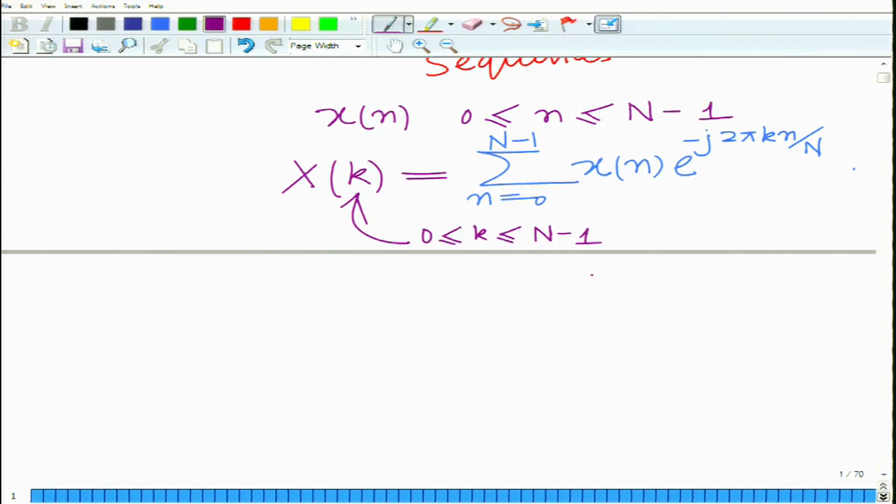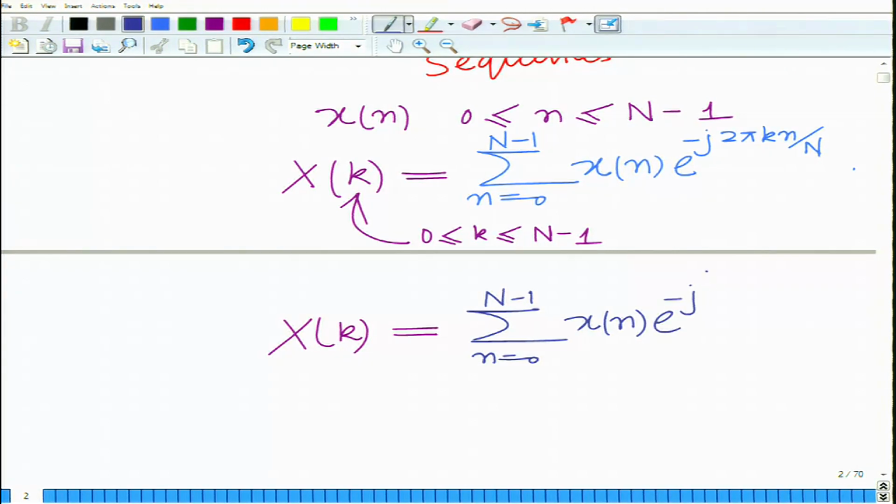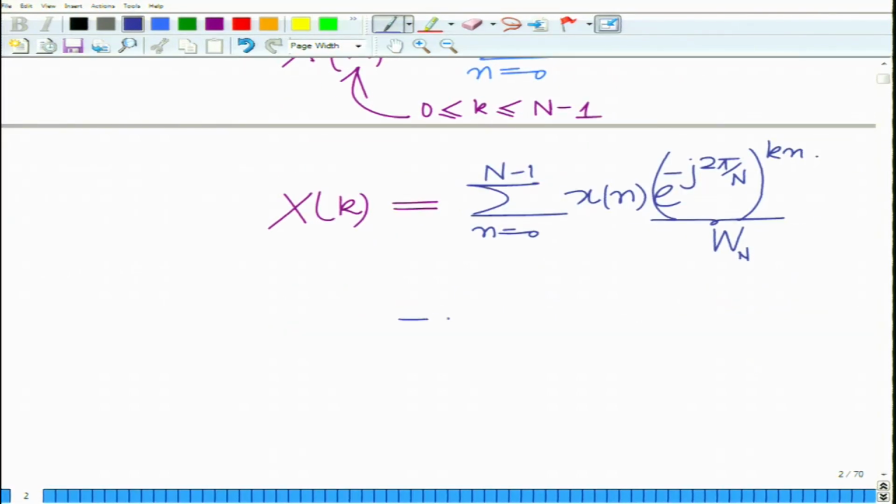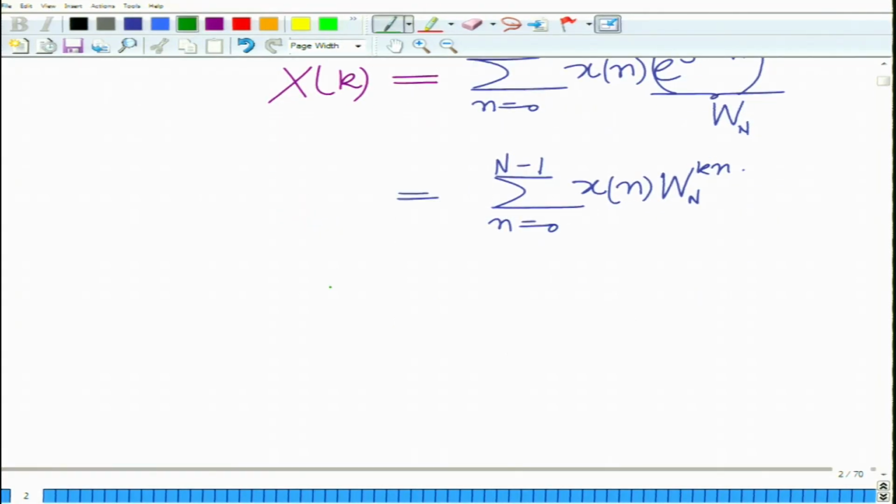So, the limits of k are 0 less than or equal to k less than or equal to N minus 1. Okay. And this can also be written as follows, X[k] equals summation n equal to 0 to N minus 1 x[n] e raised to minus j 2 pi over N raised to the power of k n. Now, if I denote this as W_N, then I can write this in a very succinct fashion as summation n equal to 0 to N minus 1, x[n] W_N to the power k n.